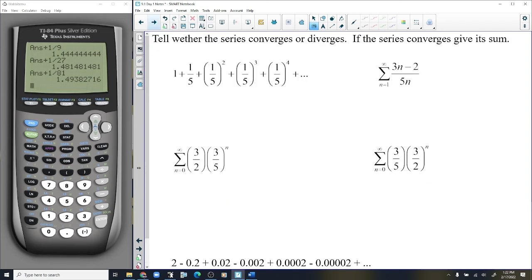Tell whether the series converges or diverges. If the series converges, give its sum. You have to be able to recognize that this is a geometric series where a sub 1 is 1 and r is 1/5. That's what we're multiplying every time to get the next term. Now, the absolute value of 1/5 is less than 1. So this converges by geometric series.